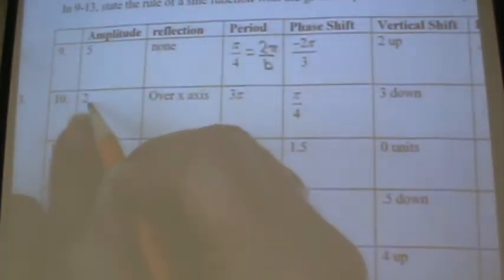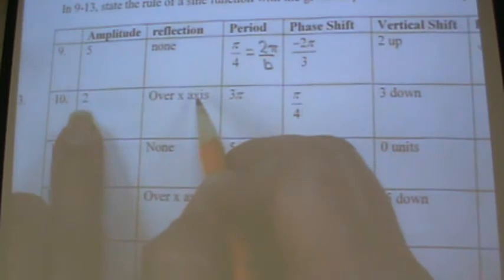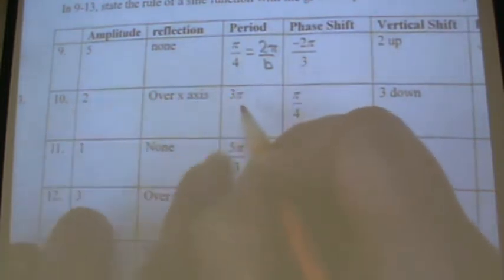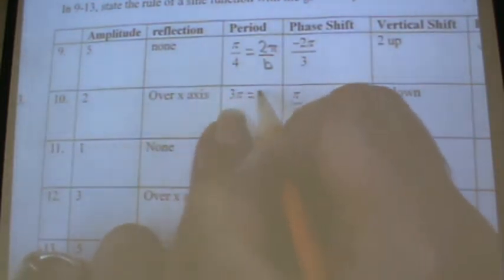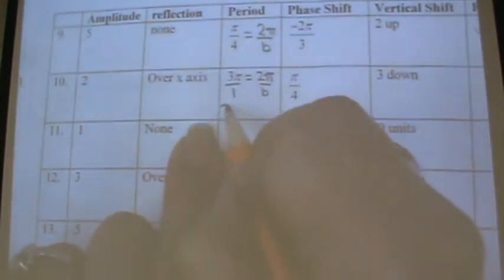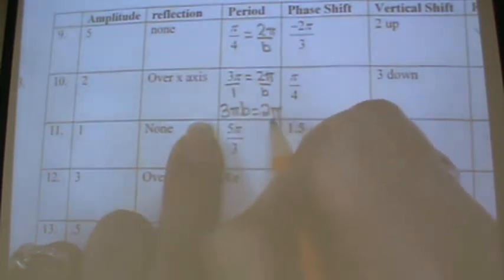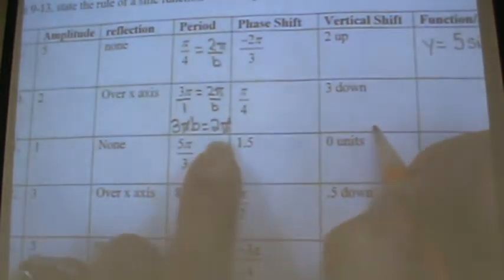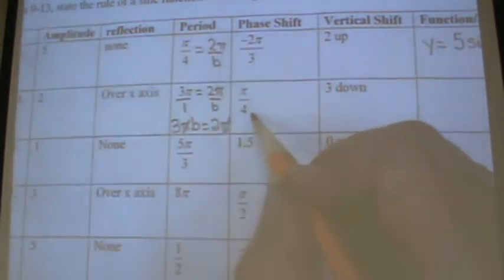Next one. This one is an amplitude of 2. It's a reflection over the x-axis. Period is 3 pi. You're going to set this equal to 2 pi over b. How do you find b? 3 pi b is equal to 2 pi. The pi's cancel. What's b? b is 2/3. It's a phase shift of pi over 4 to the right and 3 down.